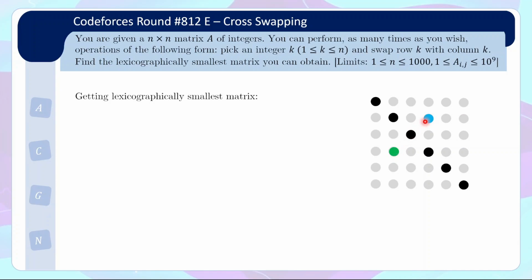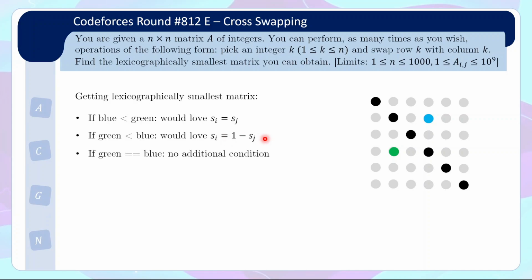Now, if we want a lexicographically smaller matrix, ignoring all the other gray spots for now, if blue is less than green, we would love to keep blue where it is, because in the lexicographic order, anything in the upper right triangle will be hit first before its corresponding partner in the bottom left. So if blue is less than green, we want to keep it where it is, which means we would like Si and Sj to be equal. They are either both 0 or both 1. On the other hand, if green is less than blue, we would love Si and Sj to be opposite of each other. And of course, if green equals blue, then there is no additional constraint or preference.